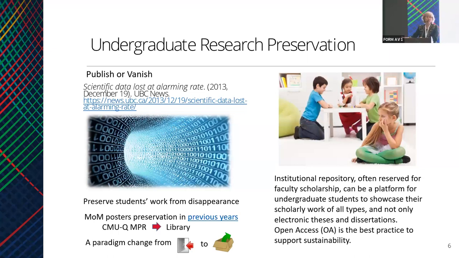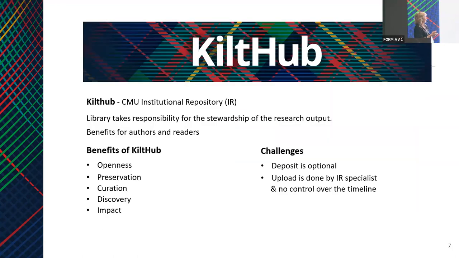Our institutional repository is called Kilt Hub. You can see probably the Scottish roots of Carnegie Mellon. But Kilt Hub is actually on the platform Figshare. So it allows not only putting text information, it allows putting multimedia, it allows putting code. And the library takes responsibility for stewardship of all records, whatever format they take.